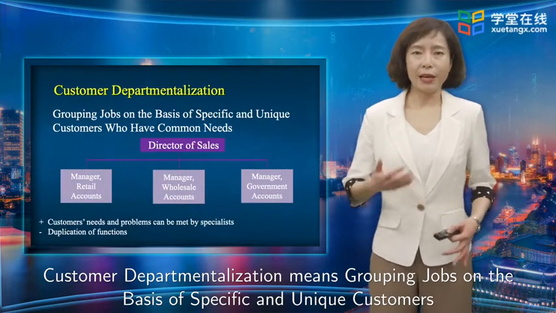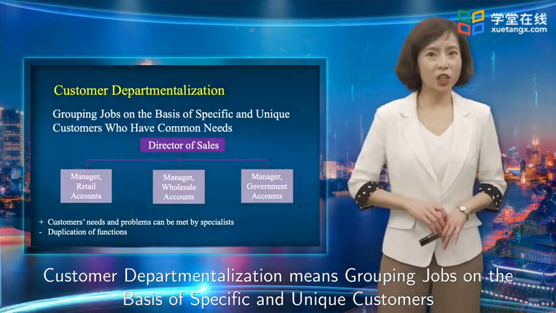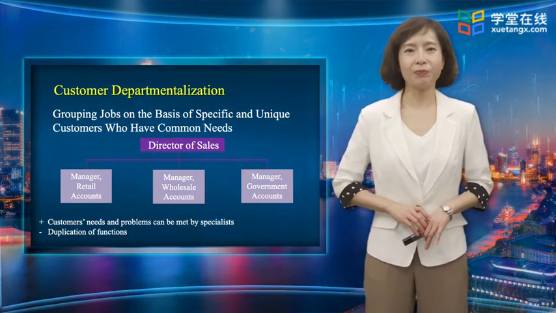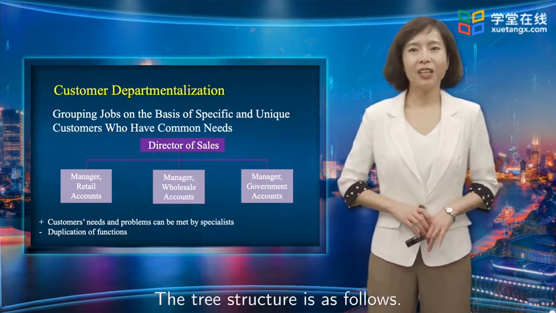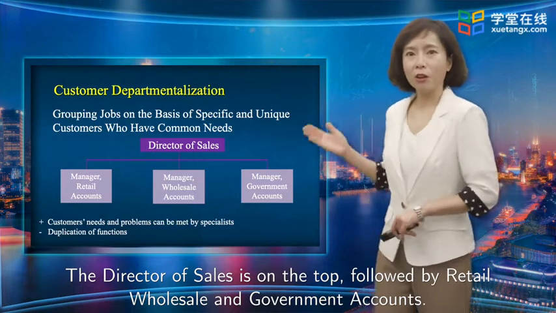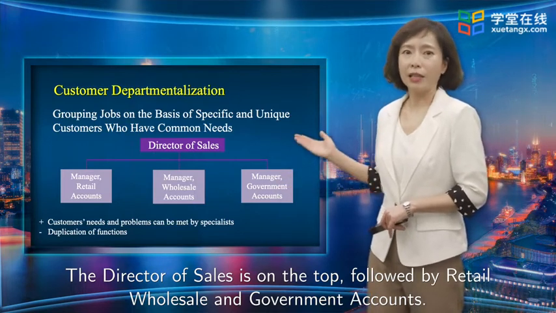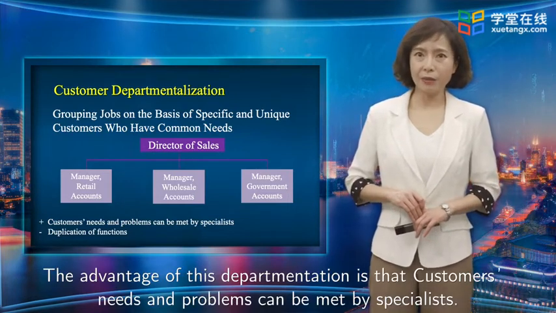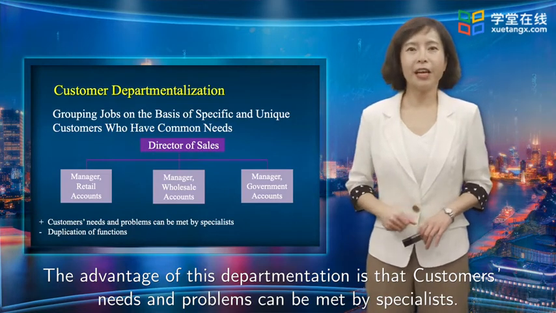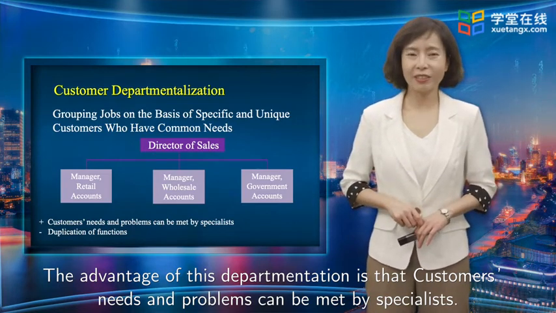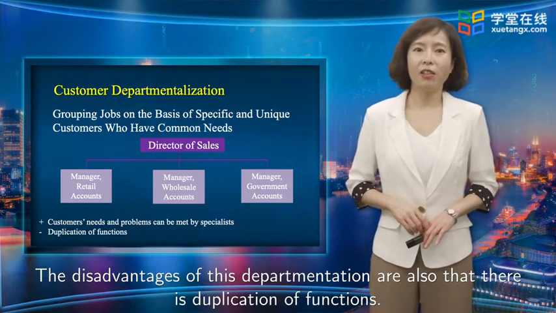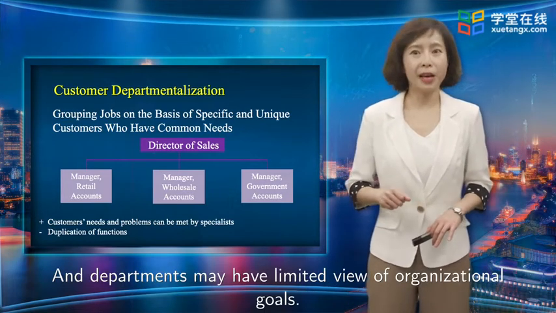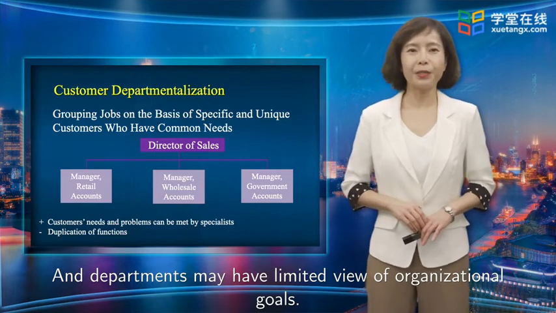Customer departmentalization means grouping jobs on the basis of specific and unique customers who have common needs. The tree structure is as follows. The director of sales is on the top, followed by retail, wholesale, and government accounts. The advantage of this departmentation is that customers' needs and problems can be met by specialists. The disadvantages are that there is also duplication of functions, and departments may have limited view of organizational goals.